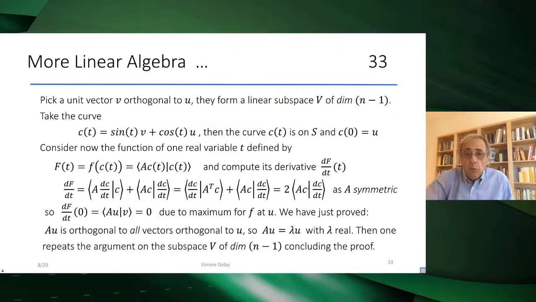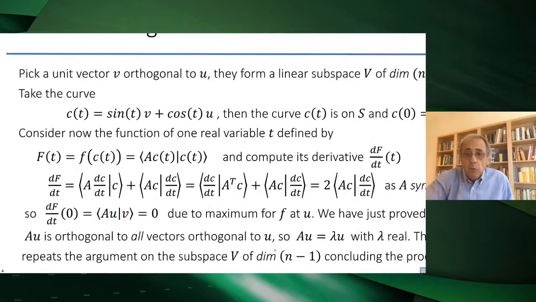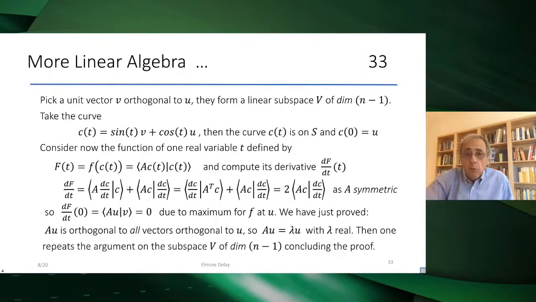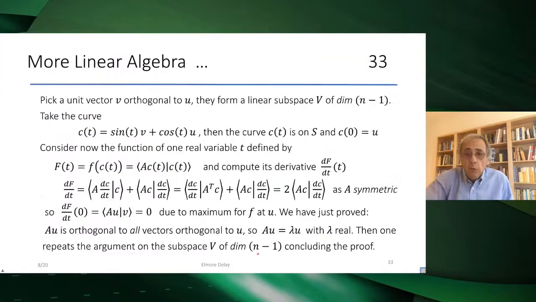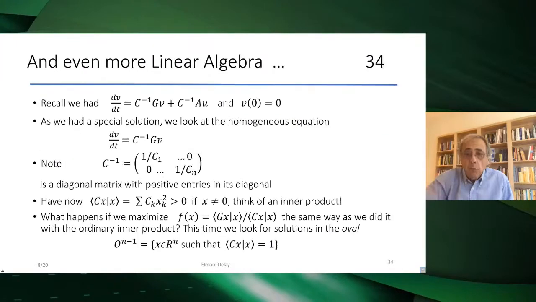This has to be 0. So A of U is perpendicular to all vectors perpendicular to U. That means that it has to be collinear with U. It's a real eigenvector, and then you apply the same argument to the perpendicular space that is dimension n-1, and iteratively you get the result. So why did I go through that trouble?